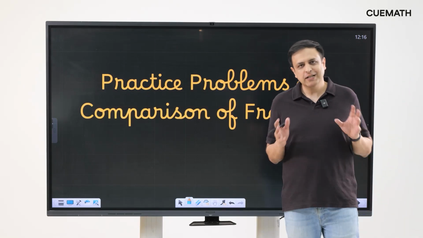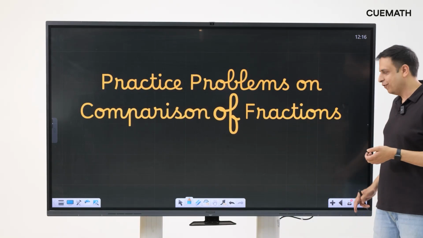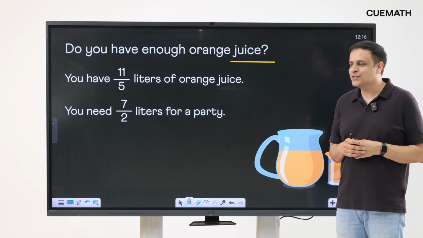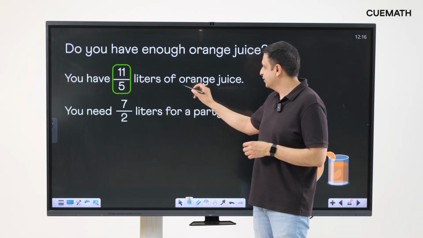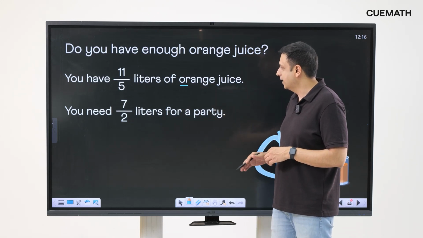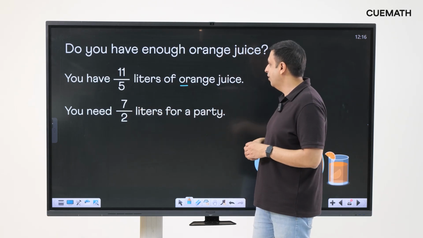Hi everyone, in this lesson, let's solve some cool practice problems on comparison of fractions. So here's our first one. Do you have enough orange juice? You have 11 over 5 liters of orange juice and you need 7 over 2 liters for a party. So you have this much, you need this much. So do you have enough or not?